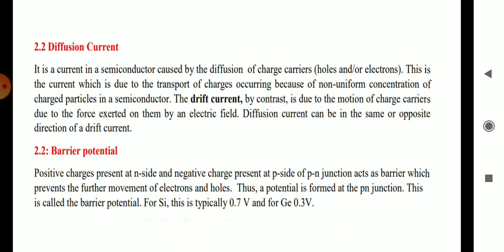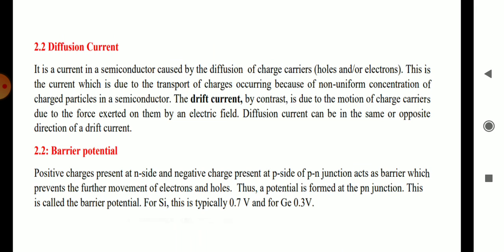Next term, diffusion current. So the non-uniform concentration movement of charge particles, that is the diffusion layer, whatever is happening. Because of the movement of extra charge carriers in the N as well as the P region, that current we are calling a diffusion current.